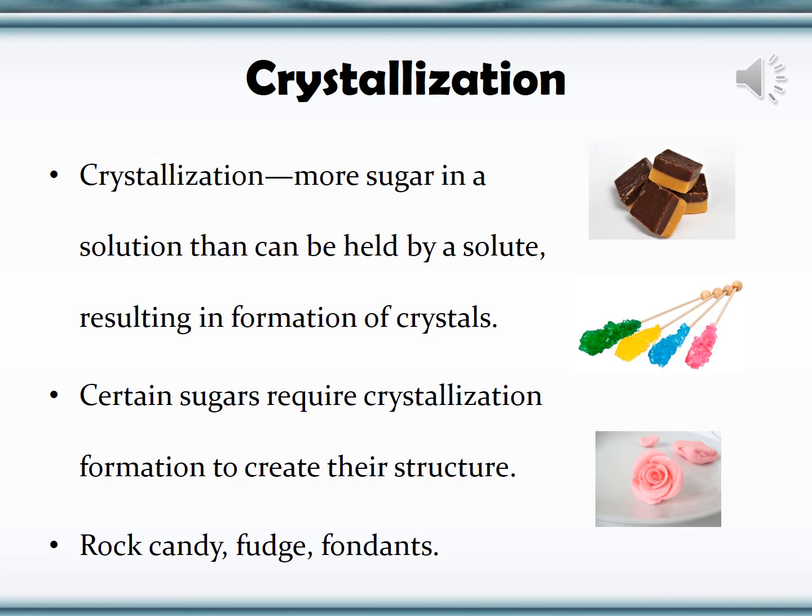Crystallization is just related to sugar, and we're going to talk about how it's affected by saturation in the next slide, but the very basic definition of it can be described here. So crystallization involves more sugar in a solution than can be held by a solute, resulting in the formation of crystals. So we're just packing some type of solute or some type of liquid with sugar, more than it can handle, and that is going to form crystals. Certain sugars require crystallization to create their structure, and these include candies like rock candy, fudge, and fondants.